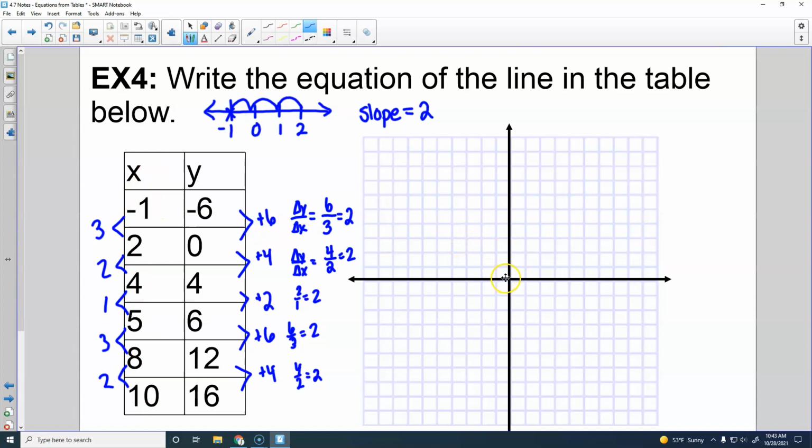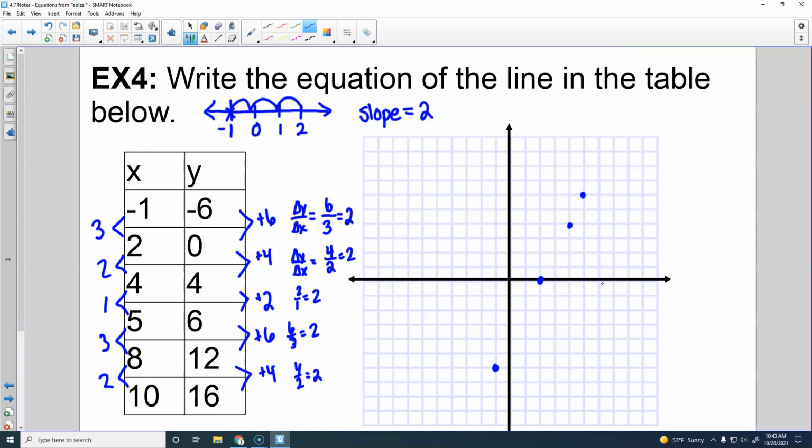I can graph. I've got negative 1, negative 6, which is right here. I've got 2, 0 here. I've got 4, 4. No, that's not 4. 4, 4. I've got 5, 6. 8, 12 is not going to fit, so I'm going to stop there, right?